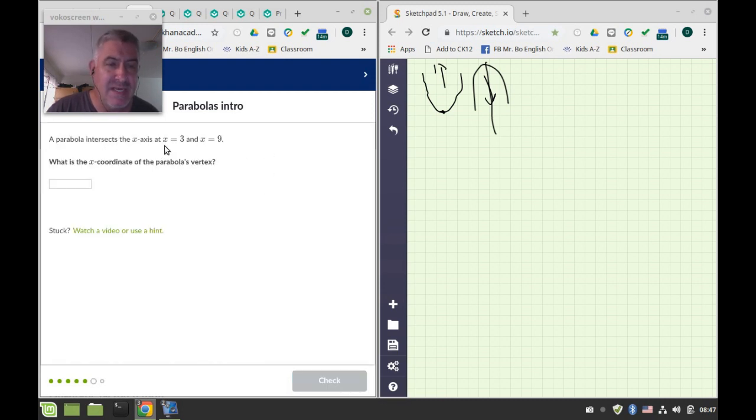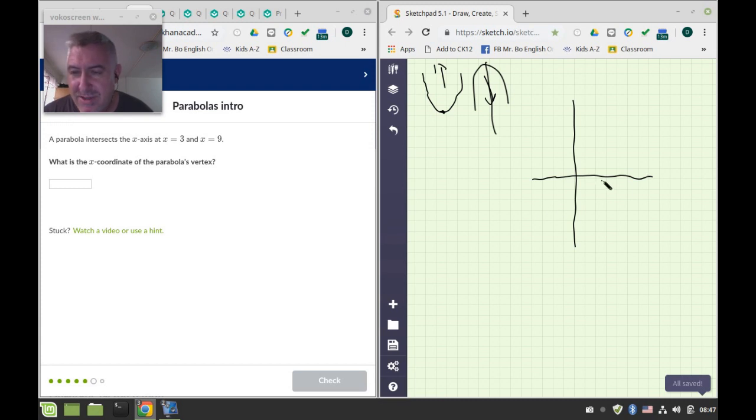A parabola intersects the x-axis at x equals 3 and x equals 9. So let's see. I got a new pen here, so I'm going to do my best here. No ruler or anything on the computer, right? Okay, so I have x equals 3, and 4, 5, 6, 7, 8, 9. Okay, so here are my two x-intercepts.